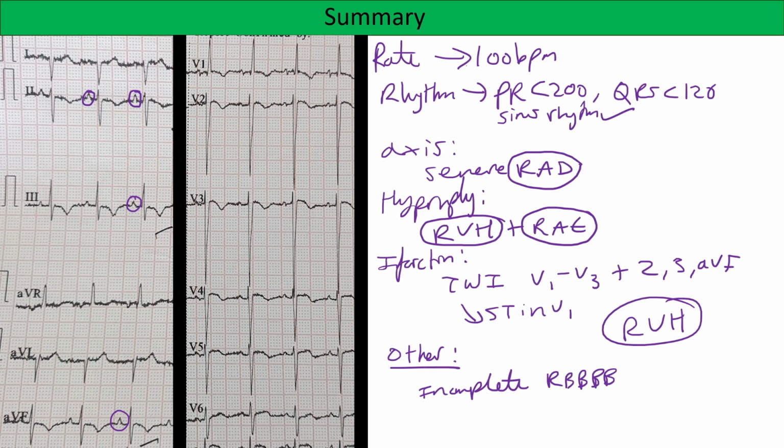Now, something else that's associated is this right bundle branch block. The right ventricular hypertrophy can cause it. So often whenever you get dilation or hypertrophy of the right ventricle, you get an incomplete right bundle branch block. For example, in a PE, the right ventricle can be acutely dilated, so you can often get an incomplete right bundle branch block in a PE as well.